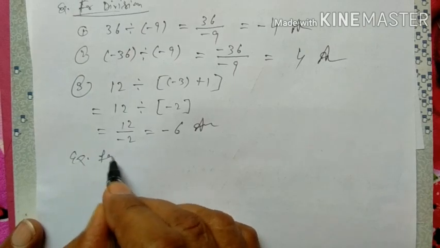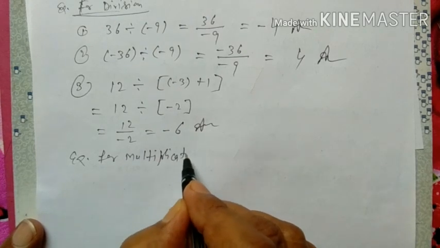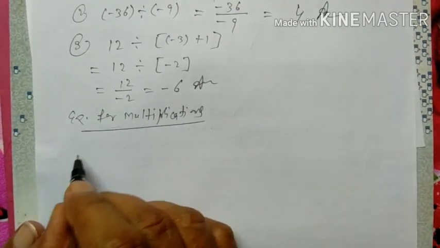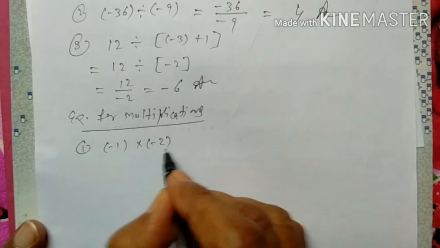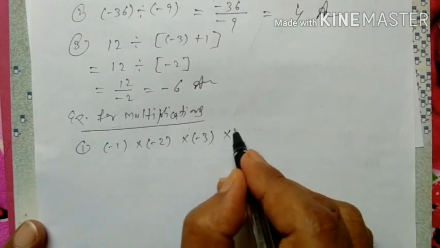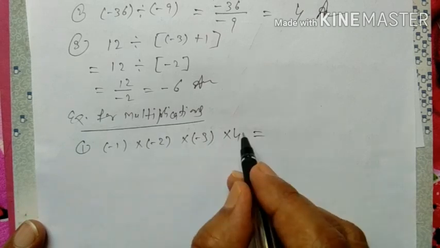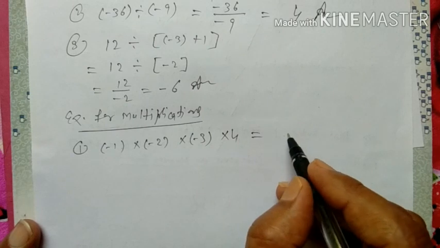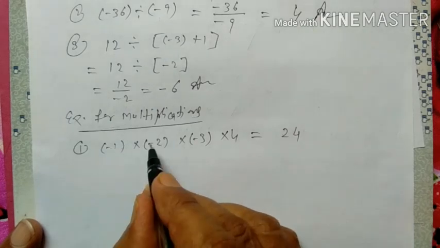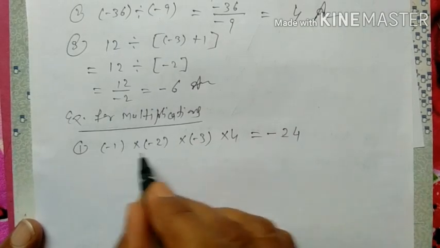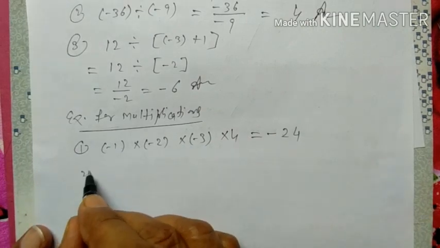Example for multiplication. First question is -1 into -2 into -3 into 4. Then 1 twos are 2, 2 threes are 6, 6 fours are 24. And the sign will be: minus minus plus, and plus minus minus. Two minuses cancel out and 1 minus remains here in the case of multiplication.